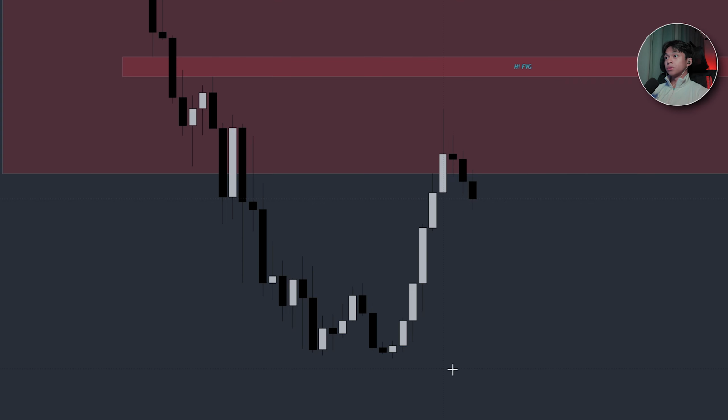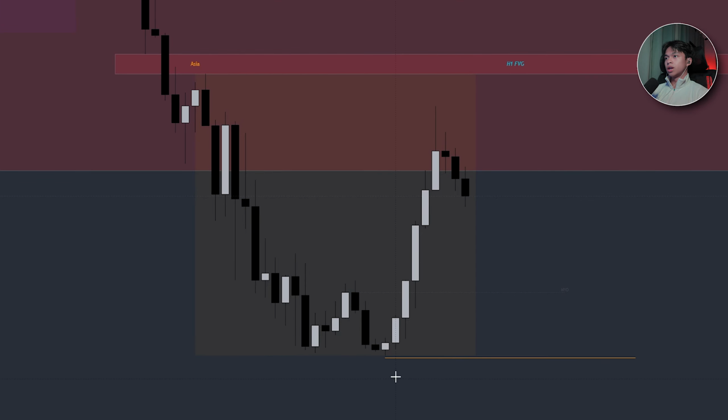The entire pool of the market, the entire draw on liquidity of the market, is definitely to the downside. You can clearly see that we do have all this buildup of somewhat equal lows right here, with all the liquidity buildup right here.